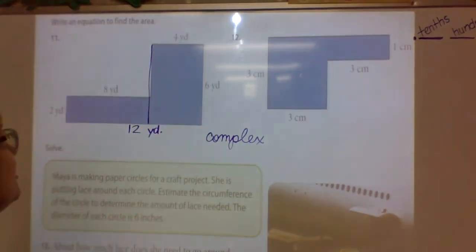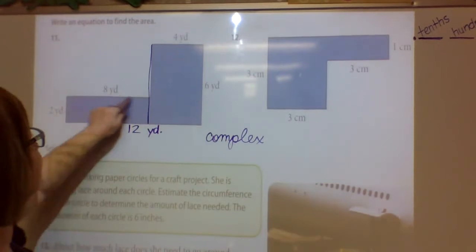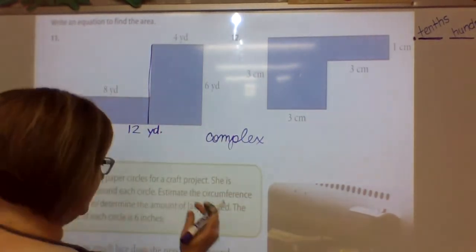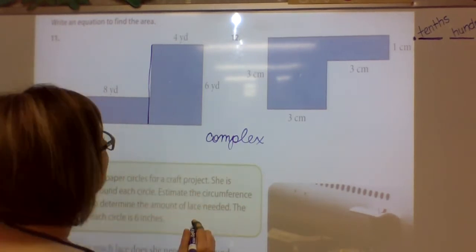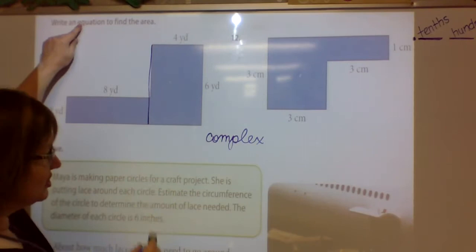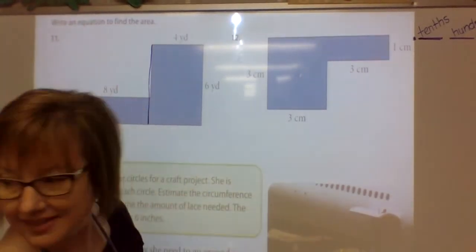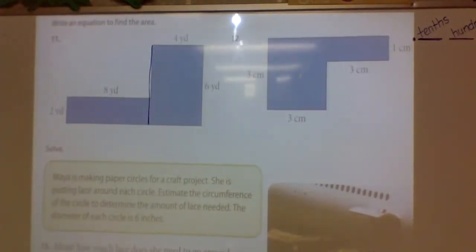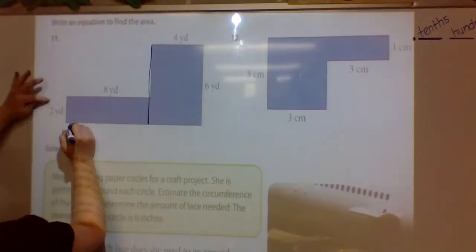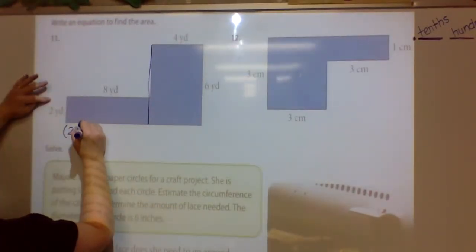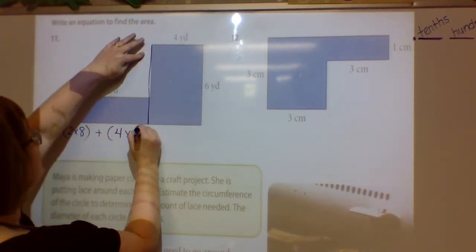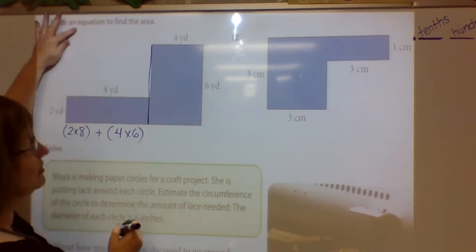Actually, though, I don't think you even need to know that. Because this one's 8, this one's 2, that's that box. This one's 4, and this one's 6. So actually, you don't even need to know that. Okay? So write two equations. And actually, I wonder if they did something a little different than I did. No, it doesn't show. But what you could do is 2 times 8 plus 4 times 6. That's what we should have written for our equation.